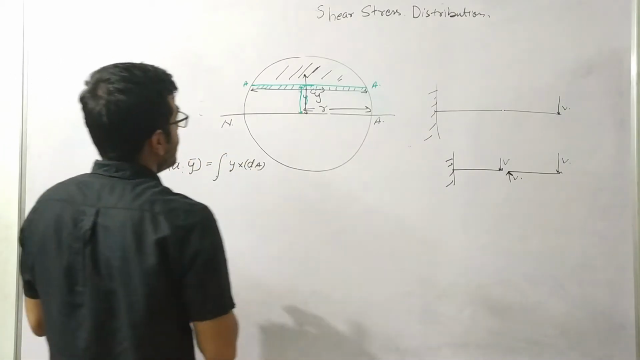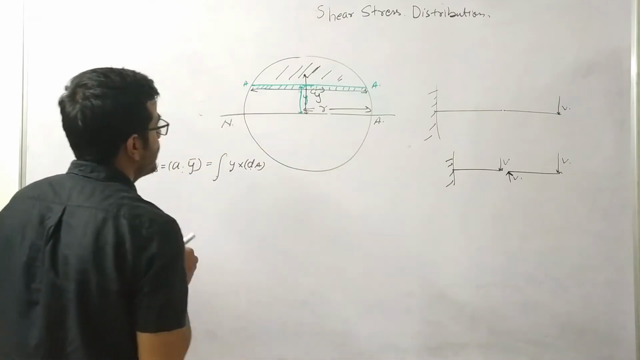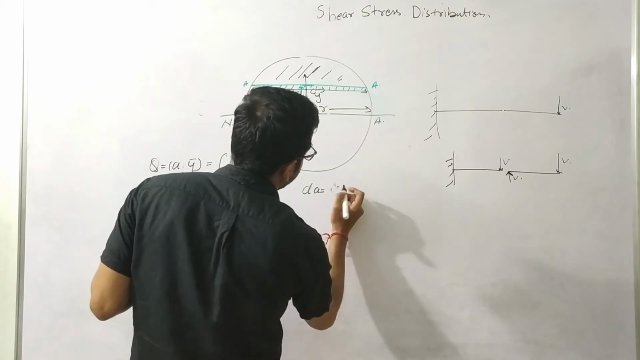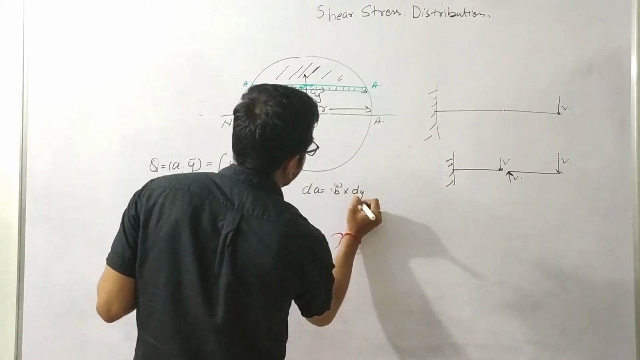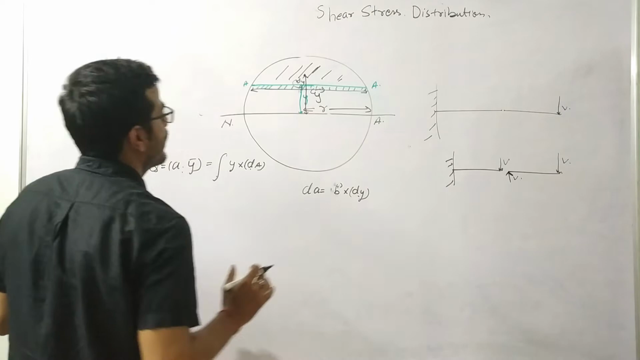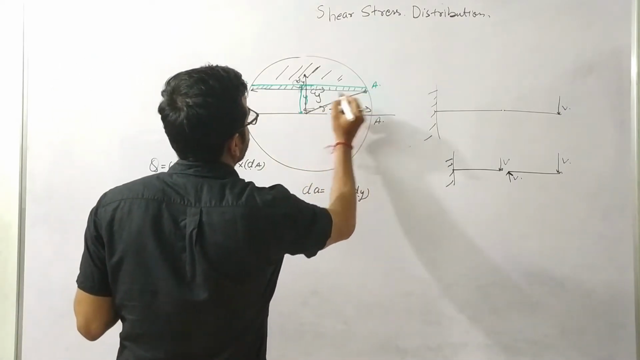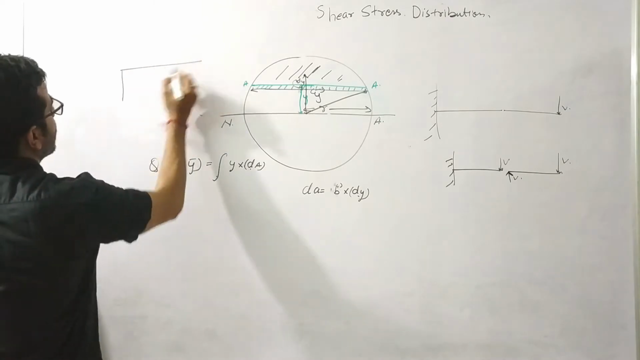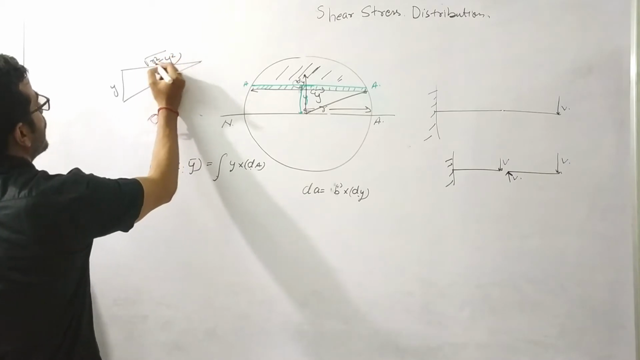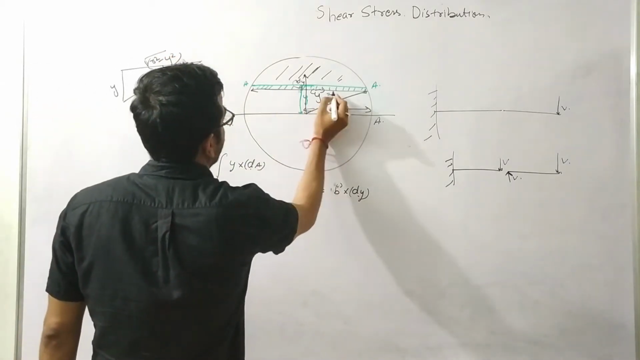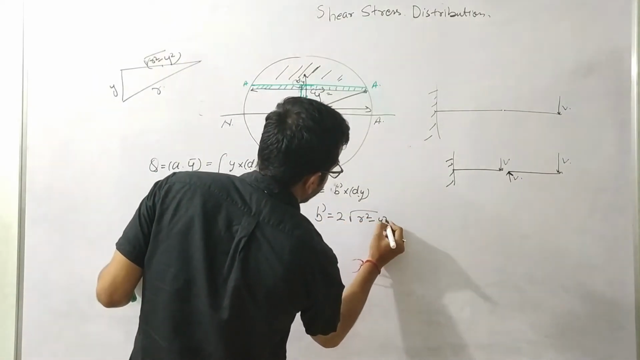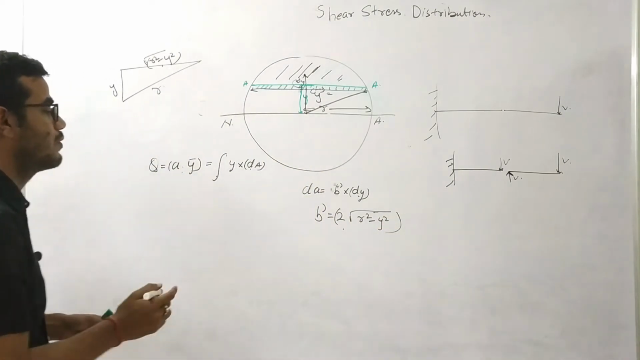Okay, so now this elementary strip will have an area dA equals to what? B dash, let us suppose, into dy. Okay, dy is the height of this strip. So what will be my b over here? If I apply the trigonometric rule, with R as the radius and Y, B will be under root R square minus Y square. So B dash will be twice of this, 2 under root R square minus Y square. Okay, very simple, only simple calculation is there.